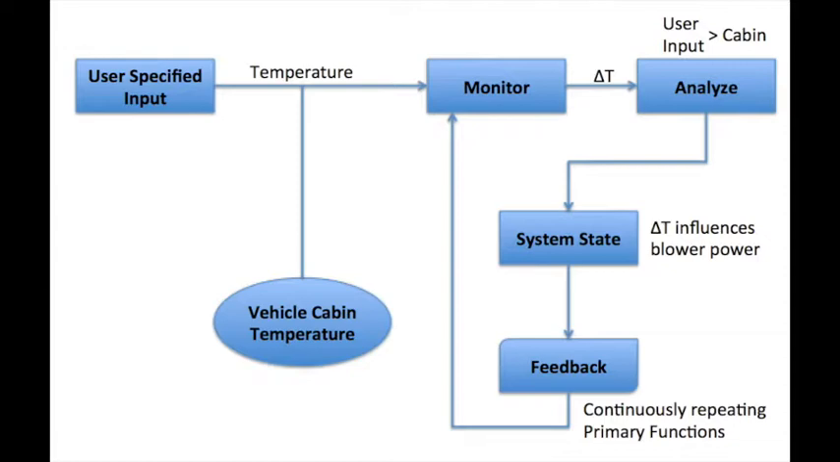The system state influences the amount of cooling that is happening inside the cabin. It would change the power to the blower fan or turn it off depending on the current state of the system. And then there is a feedback loop that continuously repeats the primary functions in order to achieve the desirable cabin temperature.